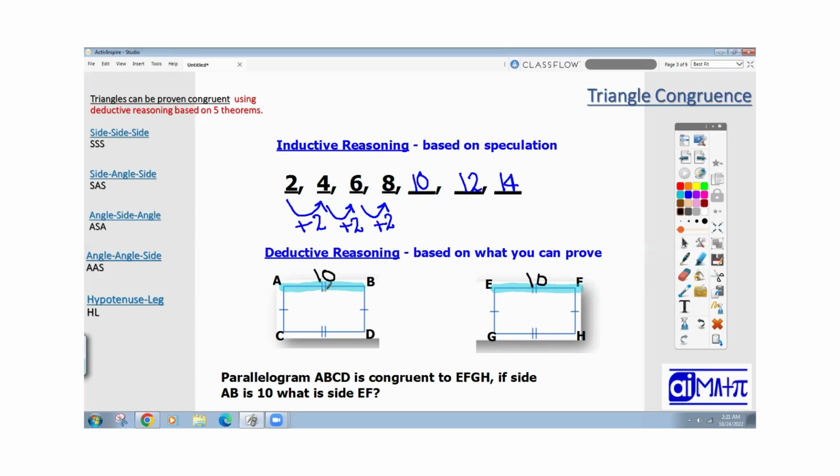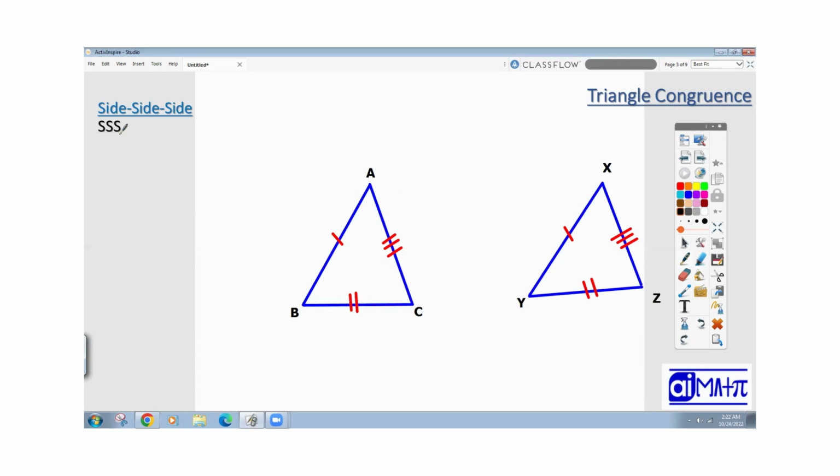We're going to look at the indicators here, these lines that are marked. When they tell us something, based off what evidence we have, what we can prove, we're going to use that to determine if a triangle is congruent or not. And the first way we'll talk about is side, side, side.